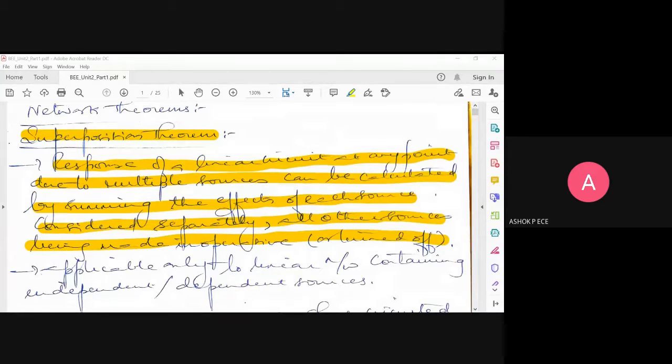Are we able to understand what the circuit is saying? So instead of finding the current with the effect of all the sources, what can you do? Consider one source at a time. Find the current because of that source. Name it as I1. Consider the second source. Find the current because of that. Name it as I2. So however many other sources you have, consider them individually. When you consider only one source, all the other sources have to be turned off. That is the condition. See the last line: when considered separately, all other sources being made inoperative or turned off.